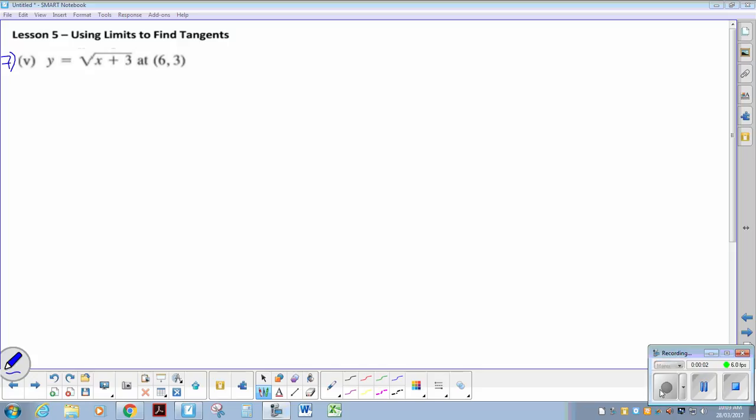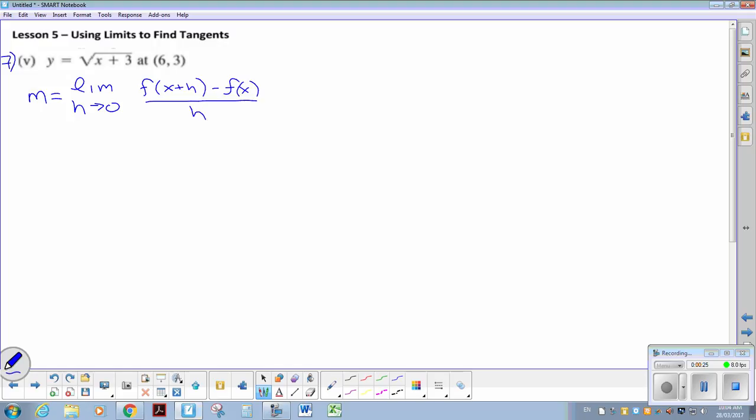Alright, in Unit 3, Lesson 5, I've had a question about 7b and Part V, or Part 5. For this one, we want to use limits finding the tangents. In order to find the slope of the tangent line, we're going to use the method of the function x plus h minus the original function divided by h.